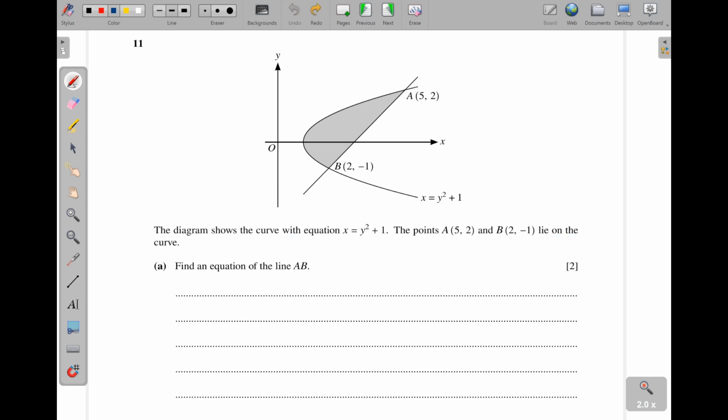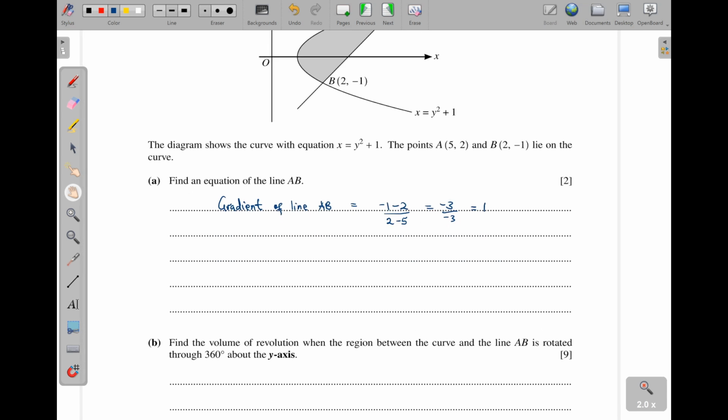So of course, we need to find the gradient, because when you are finding the equation of any straight line, you need to know the gradient and at least one point through which it passes. So the gradient of line AB is going to be equal to the change in y, that is -1 minus 2, this minus this, then over 2 minus 5. So 2 minus 5 is -3, and -3 over -3 is equal to 1.